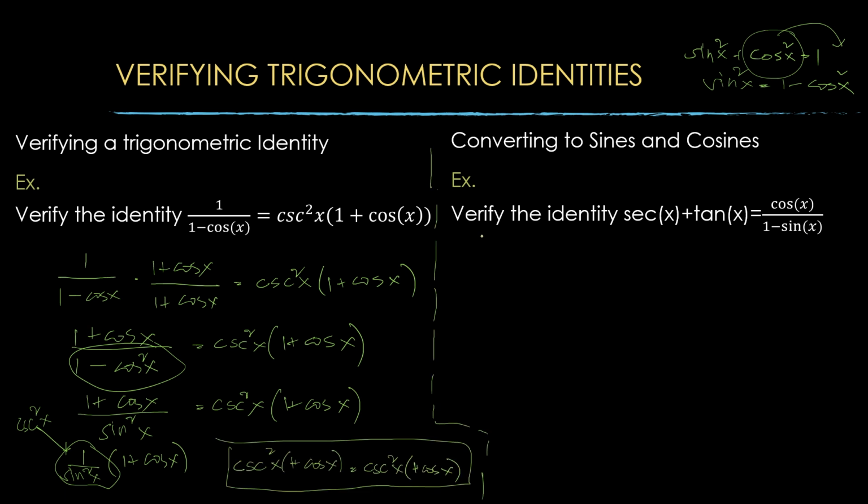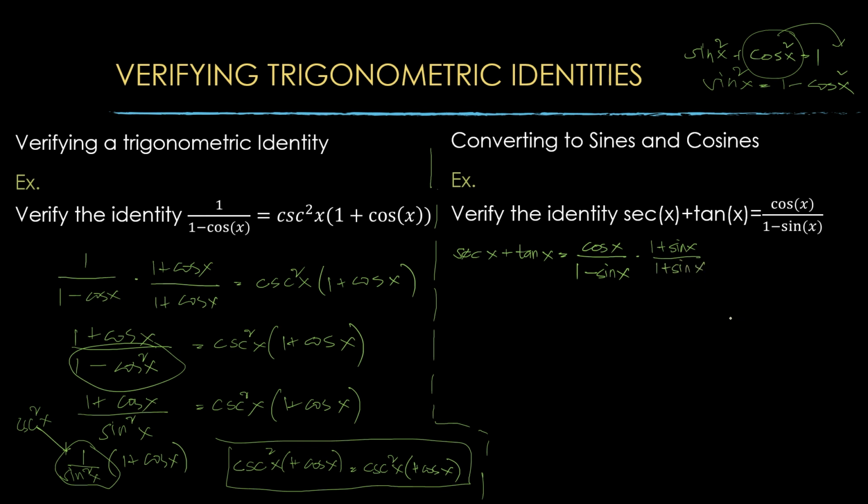Okay, for the next problem, let's say we start at the right hand side of the equation. So we have secant of x plus the tangent of x, that is equal to cosine of x all over 1 minus the sine of x. As you can see, again we have another 1 minus sine of x. So what should we multiply? I guess we can multiply 1 plus sine of x over 1 plus the sine of x.